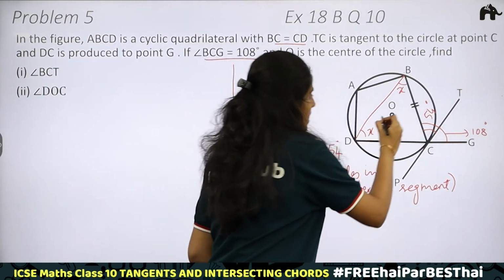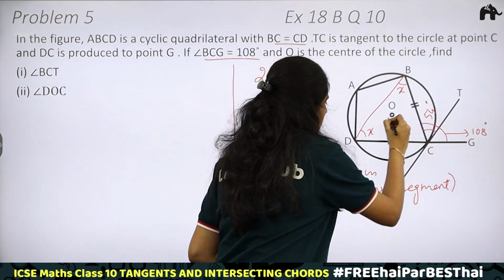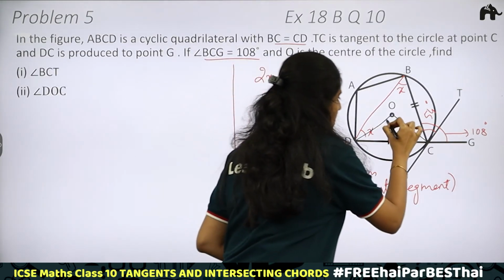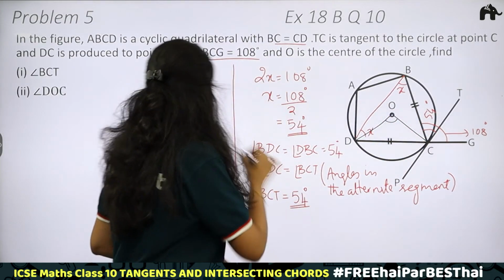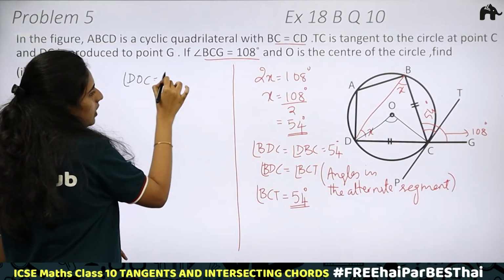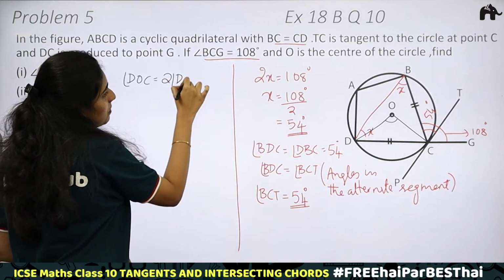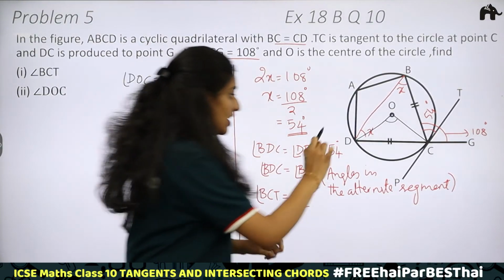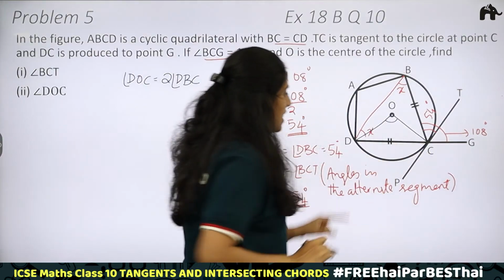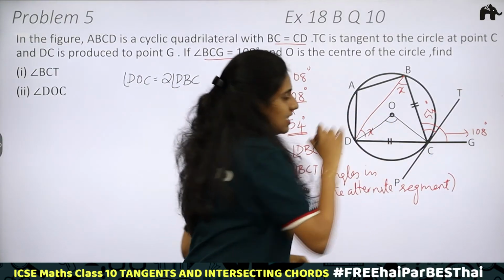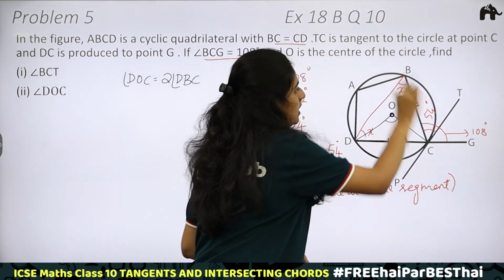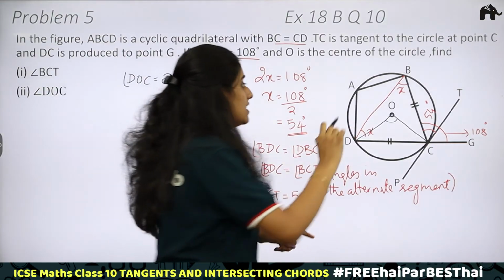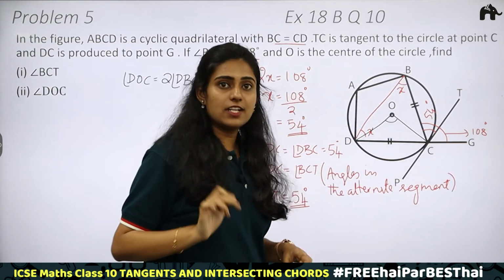To find DOC, I am joining this center point O and D. Similarly, O and C. Then we will be getting the angle DOC. Now how to find DOC? We have angle DOC equal to 2 times angle DBC. In the previous chapter we have studied this. Why? When you consider this chord or arc DC, DC subtends angle DOC at the center and DBC on the circumference of the circle. We have, angle subtended by a chord at the center is twice the angle subtended by the same chord on the circumference of the circle.